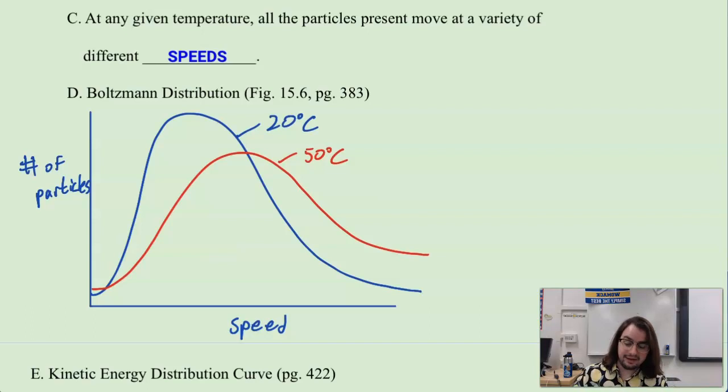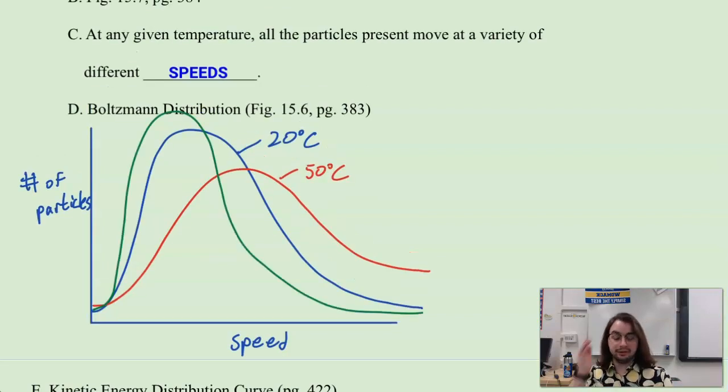But if I decrease the temperature, the thing that I would expect to see is fewer particles moving at a faster speed. So here we go. Here's a line where maybe we're at about 0 degrees Celsius. So now I have a larger distribution of gases that are moving at a slower speed as opposed to a faster speed like in the other graphs. And that's really all a Boltzmann distribution shows.